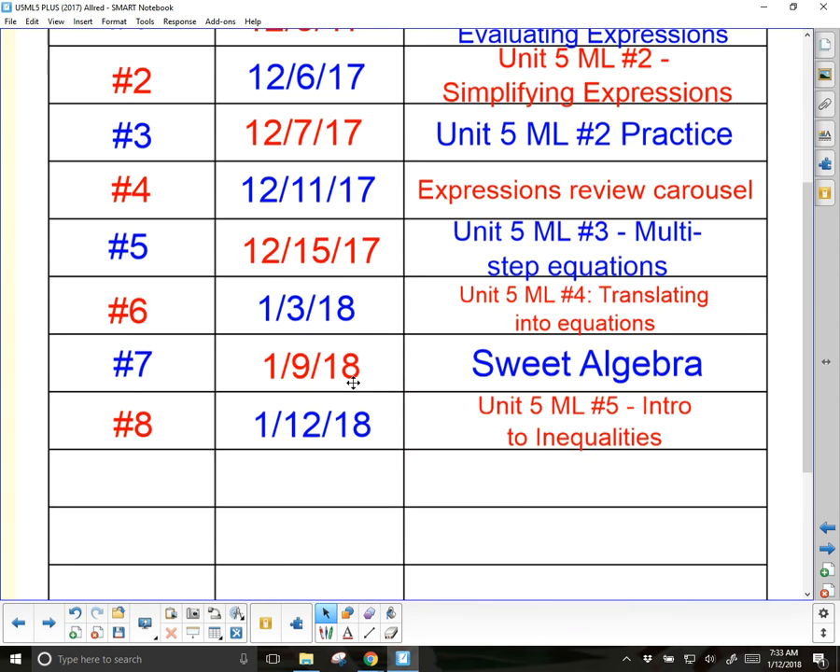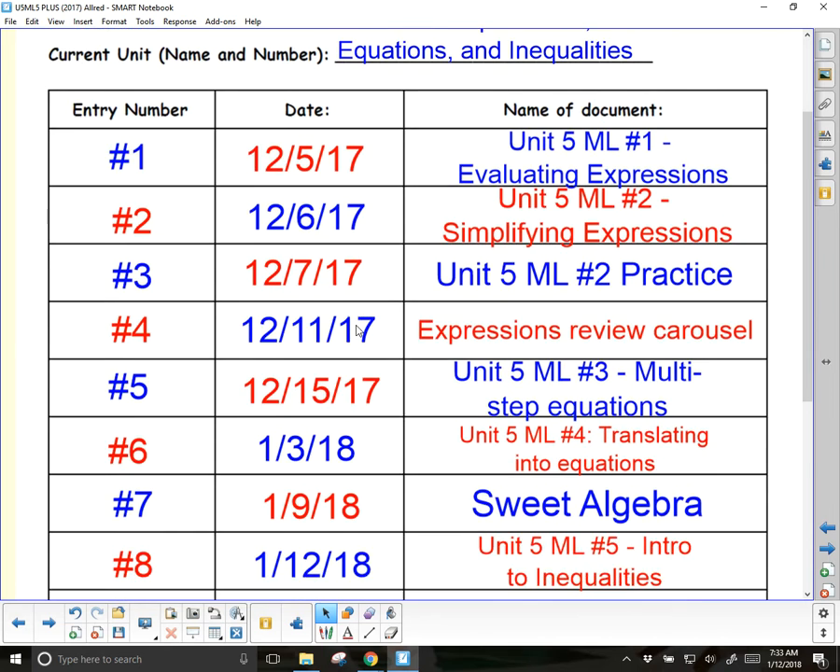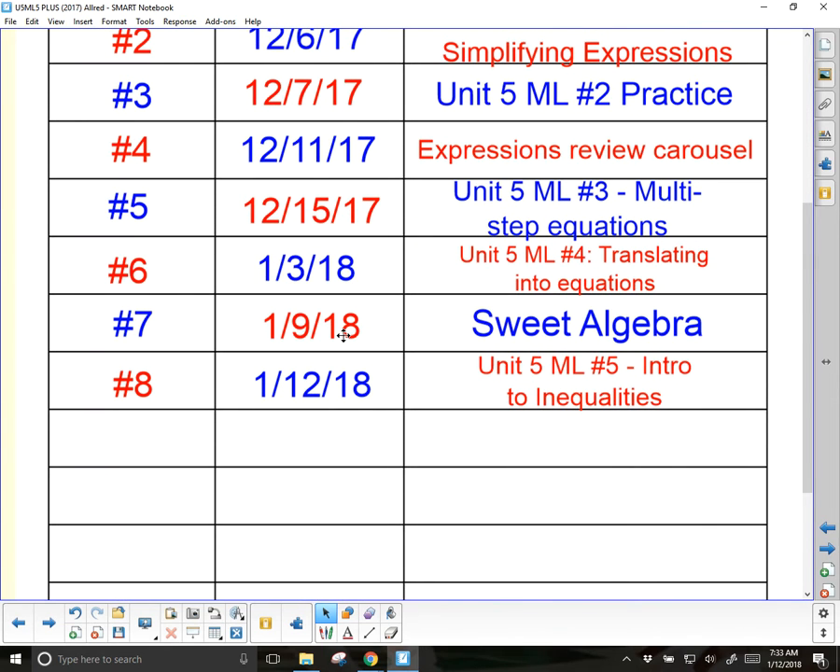Okay. Today's mini lesson is entry number 8 in your table of contents. This table of contents just keeps getting bigger, doesn't it? It's crazy to think we've been in this unit since December 5th, but it's true.